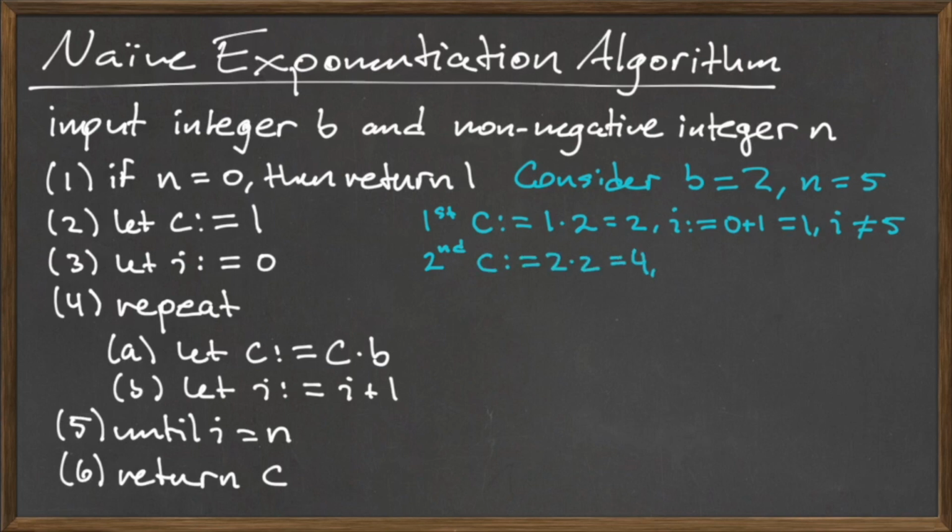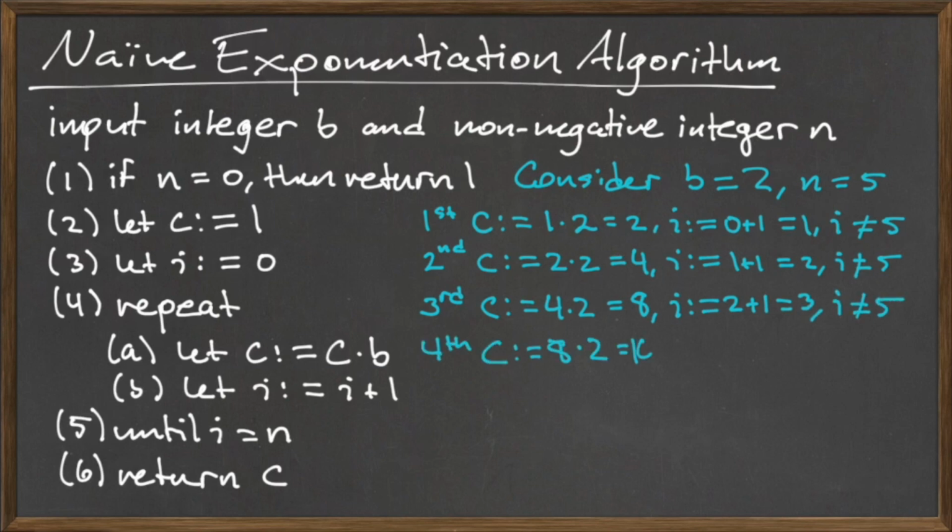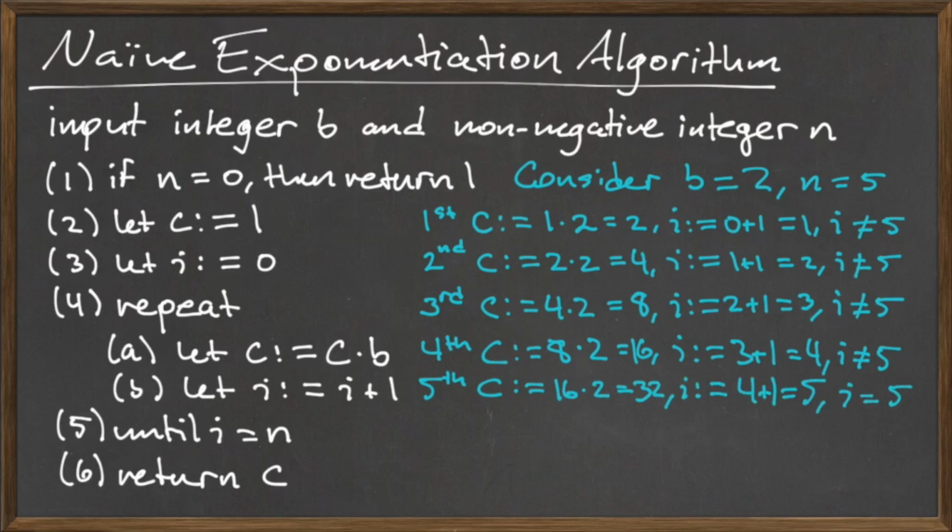This loop must be repeated an additional 4 times. For the sake of time, here is our work for the second, third, fourth, and fifth iterations of the loop. After the fifth iteration of the loop, the value of c is 32, and the value of i is 5.